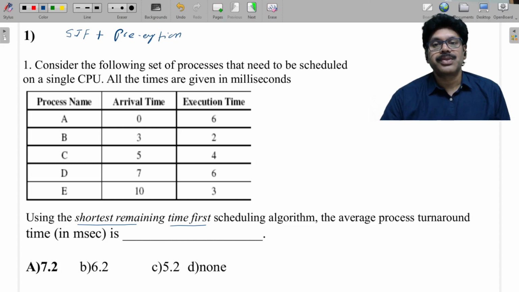What is the basic information given? There are 5 processes and their execution times. Execution times are nothing but burst times only. Different processes arrive at different time units like this. Now let us execute. What is his intention? He is asking us to find the average process turnaround time.